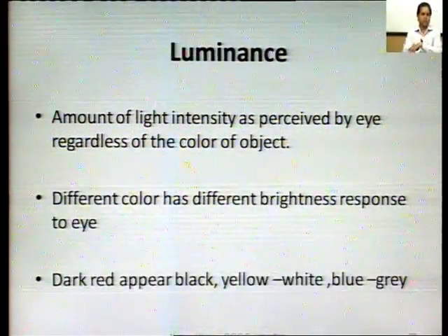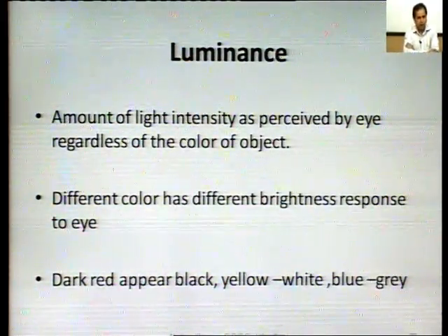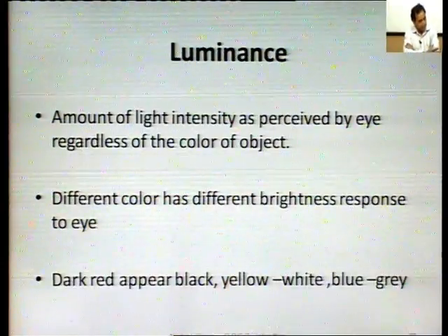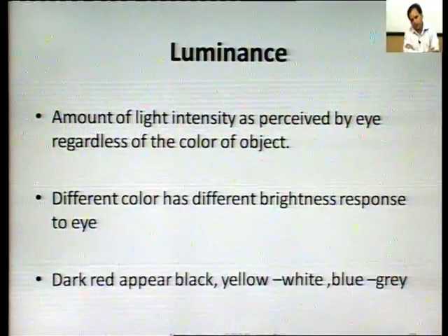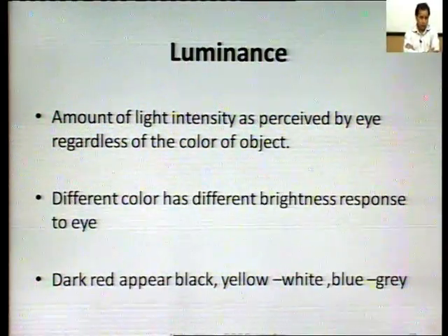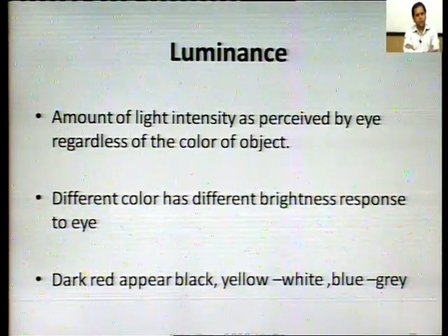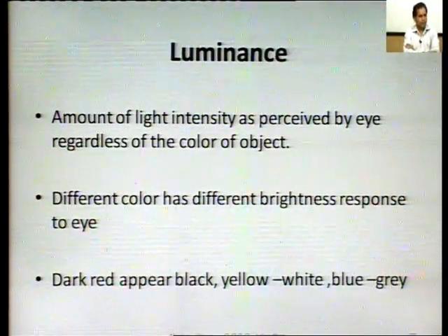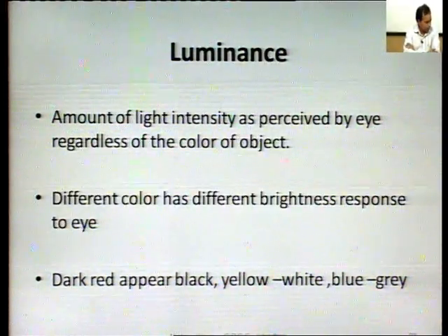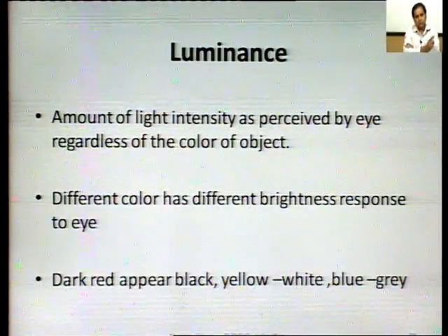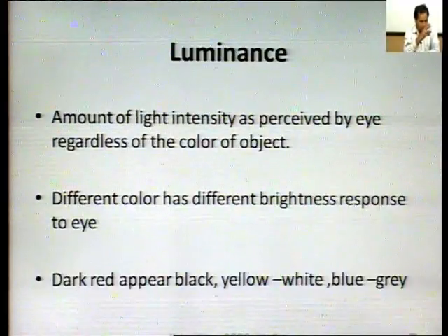Luminance, what is luminance? It is the amount of light intensity as perceived by the eye regardless of the color of the object. As I explained earlier also, luminance is equivalent to brightness in black and white or monochrome TV. It is the intensity of light perceived by the eye, irrespective of the color of the object. Whatever the color of the object may be, irrespective of that, the brightness level, the light intensity in that color, is called luminance.